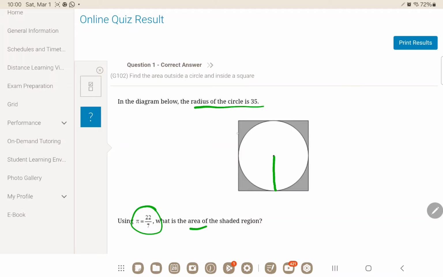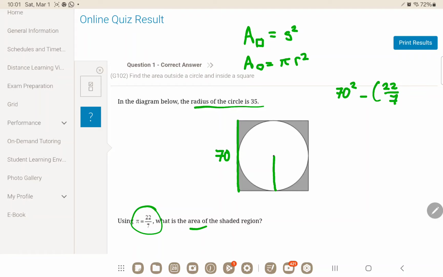So the side of the square is the diameter of the circle. So it's 35 times 2, which is 70. So you're just going to find the area of the square. Area of square is side squared, and area of circle is pi r squared. So we're going to do 70 squared minus pi, which is 22/7, times r squared, which is 35 squared.